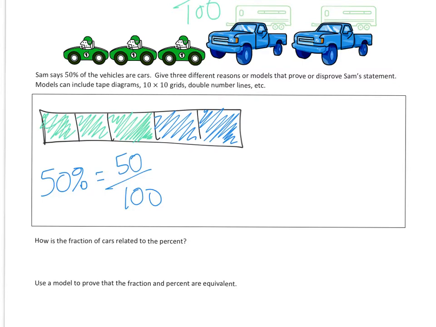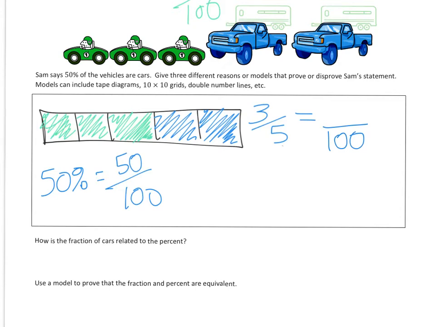Well, what fraction of the cars here are green? I hope you said 3/5. Well, can we turn 3/5 into a percent? Can we turn it into hundredths? Sure. But what do we have to do to this 5 to make it into 100? Well, you have to multiply it by 20. You had to multiply it by something to make it bigger. And if you do it to the bottom, you gotta do it to the top!